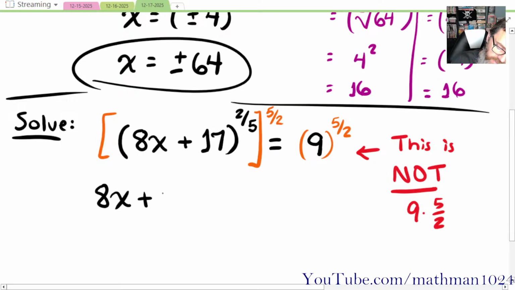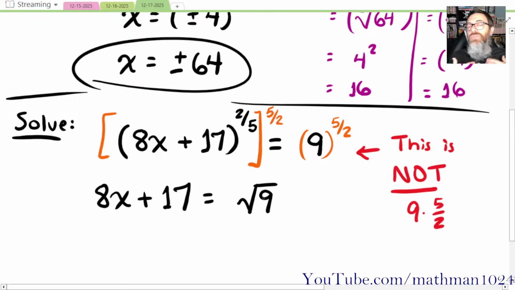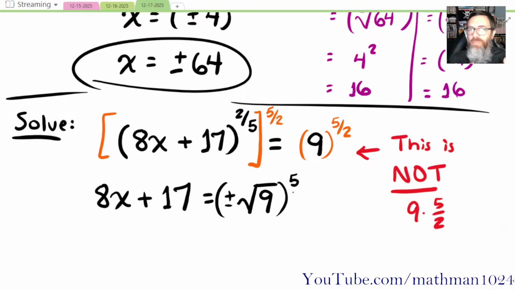So on the left side, we have 8x plus 17. On the right side, this denominator of 2 tells me we're dealing with the square root of 9, but I introduced the square root because I raised to the 5/2 power. That means I have to have plus or minus. And then all of this is raised to the 5th power. So the first step there is understanding how we apply the power property on both sides and why we're choosing to use the reciprocal power. That's so that I can eliminate the power that's already present there on the left, the power of 2/5.